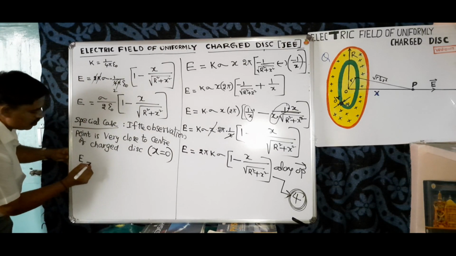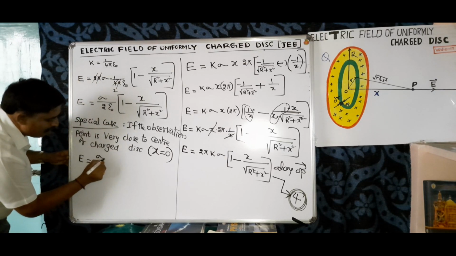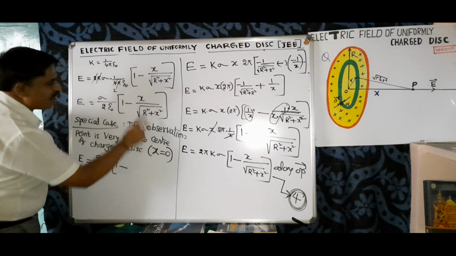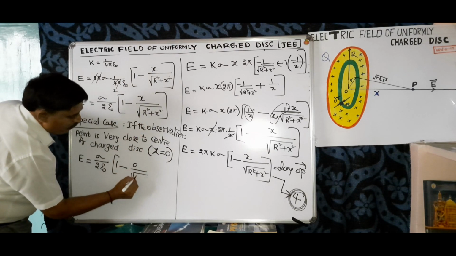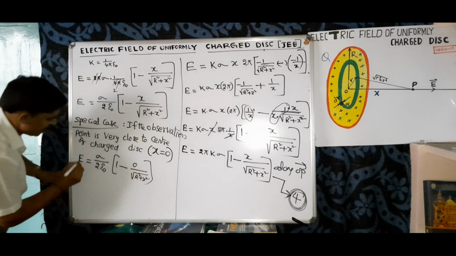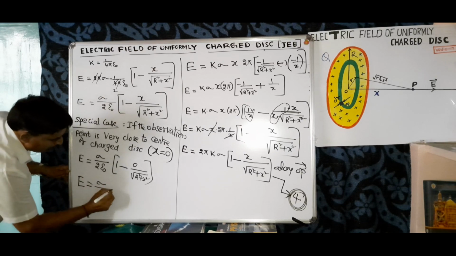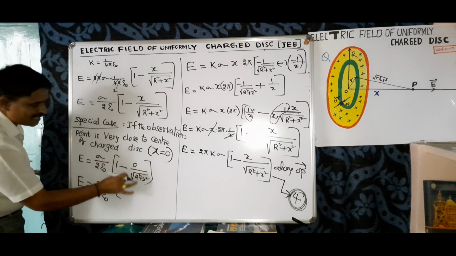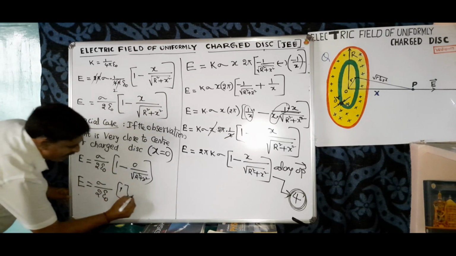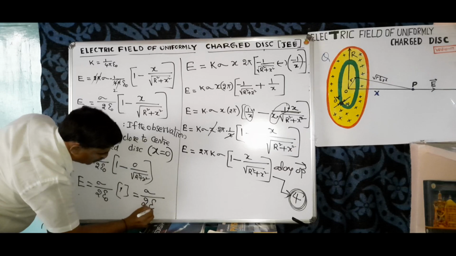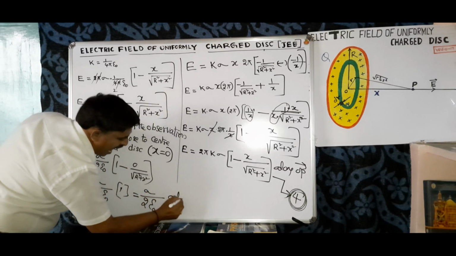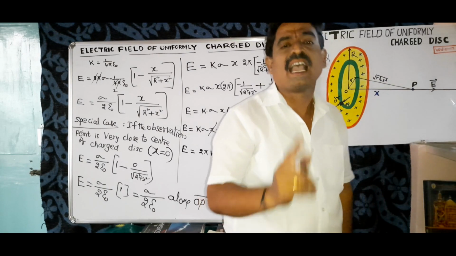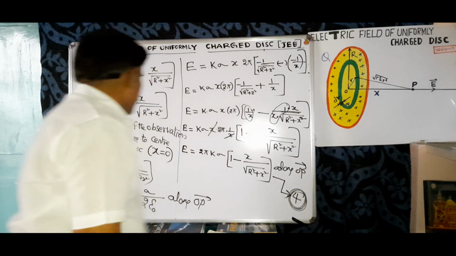Capital E is equal to sigma by 2 epsilon naught into 1 minus x, x means zero, by under root of r square plus x square. 0 by anything is 0, so the remaining is 1. E is equal to sigma by 2 epsilon naught. The direction is along OP, that is, the direction of electric field is along the axis of the circular disk. The axis of the circular disk is perpendicular to the plane of the disk.